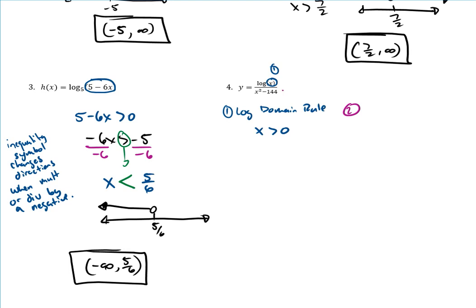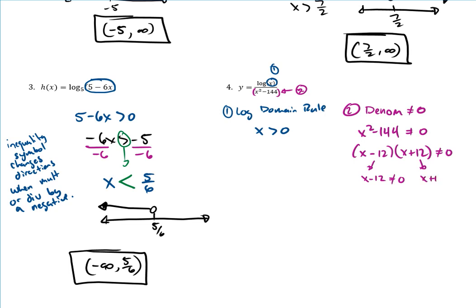Number 2, we have a denominator. So this thing right here, this is our rule number 2. Denominators cannot be 0. Okay, so that means that x squared minus 144 cannot be 0. And then from here, we could solve it however way we want to solve it. I would just do x minus 12 times x plus 12, so I'm going to factor. And then from there, I can solve by setting each factor not equal to 0. And so completely solving it, x would not be 12. x would not be negative 12. Okay, so these are also involved.